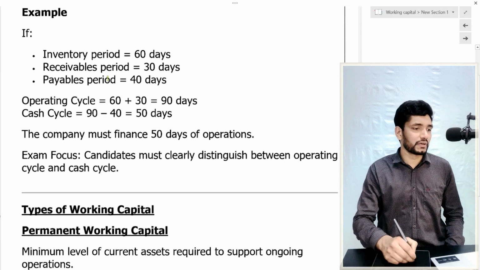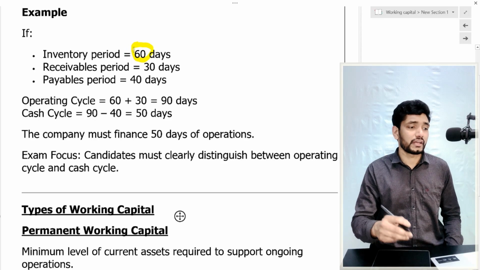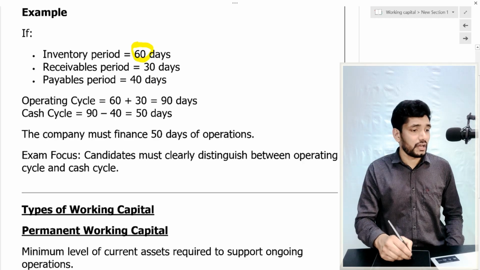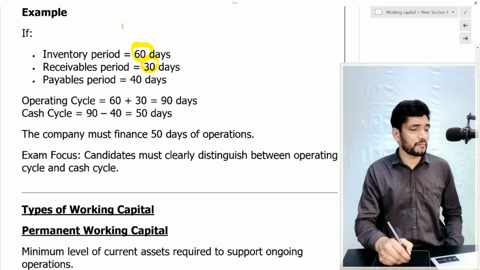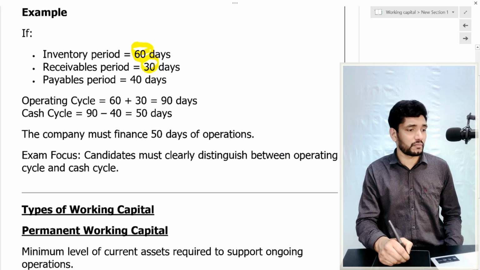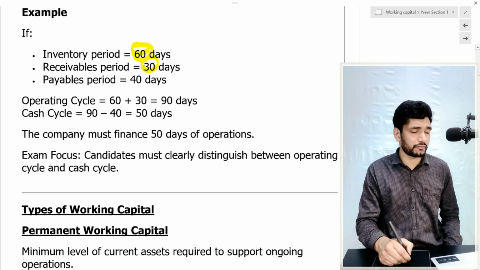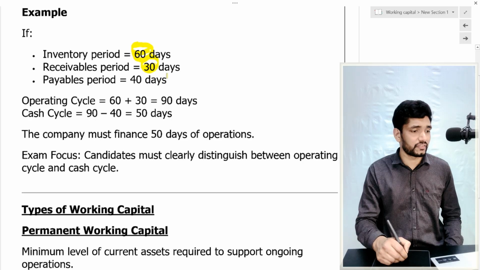Let's look at an example. Suppose a company maintains 60 days of inventory in stock, and the receivable period is 30 days. That means if the company purchases the material, it will sell only after 60 days, and after the sale, it will collect the receivable only after 30 days. So the total operating cycle in this case is 60 plus 30, that is 90 days.